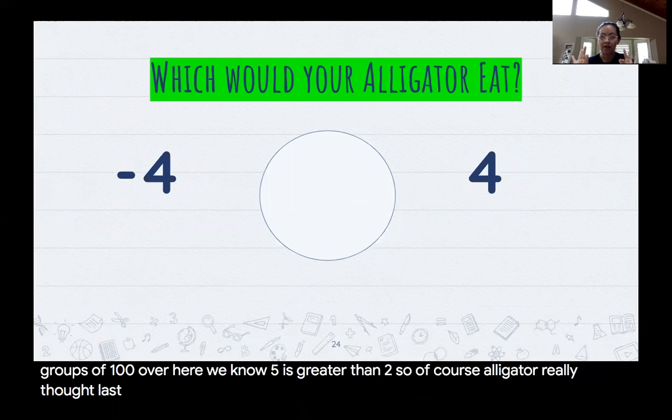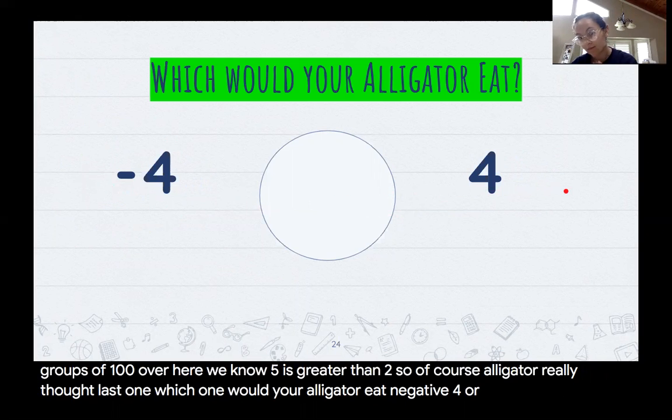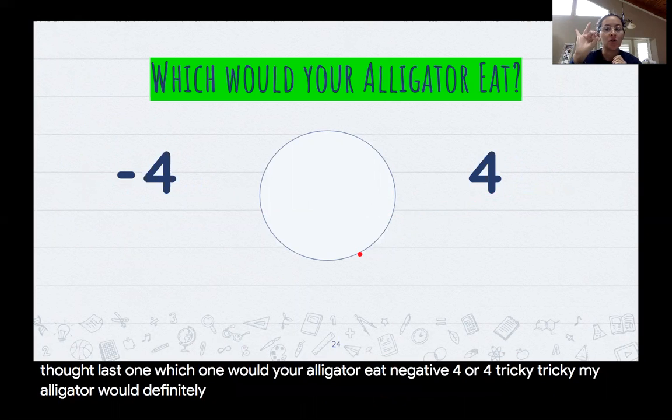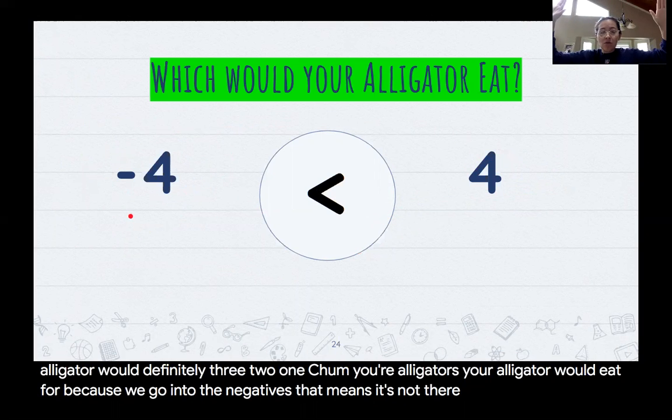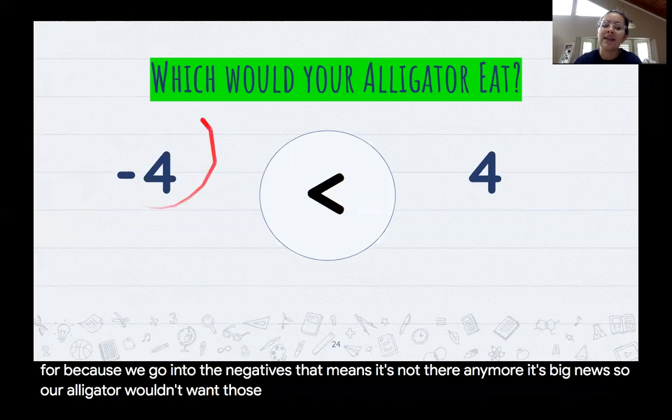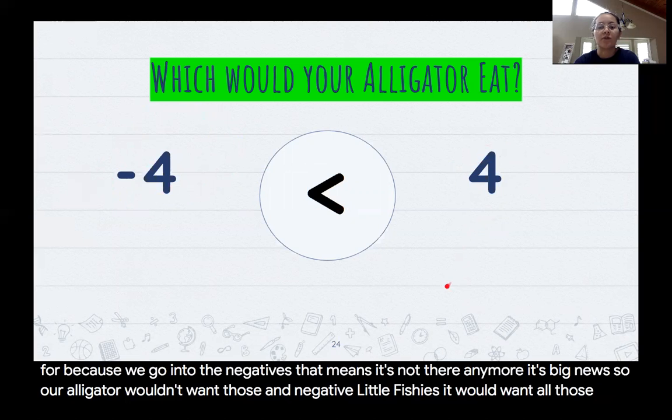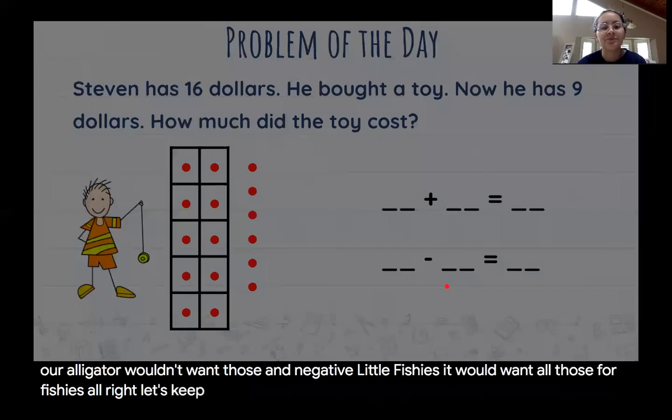Last one. Which one would your alligator eat? -4 or 4? Tricky, tricky, tricky. My alligator would definitely eat 3, 2, 1. Show me your alligators. Your alligator would eat 4 because when we go into the negatives, that means it's not there anymore. It's fake news. So our alligator wouldn't want those negative little fishies. It would want all those 4 fishies. All right, let's keep going.